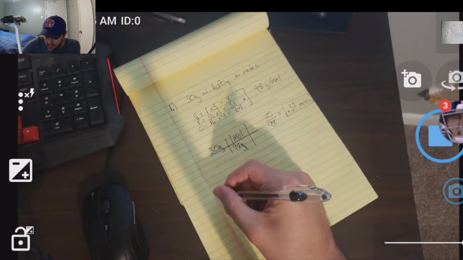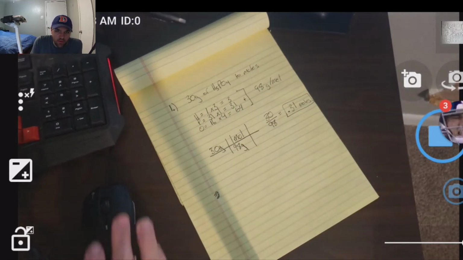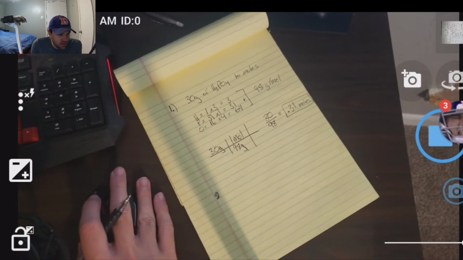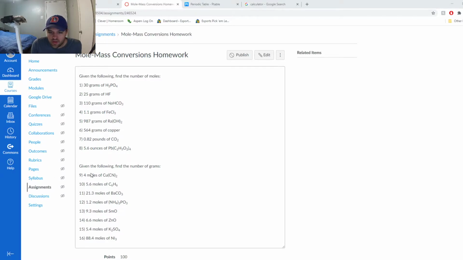The other direction, it's a pretty similar process. So let's pick one of these to do as an example. We'll probably just do number 9. Keep it nice and simple. So this time, it's telling us that we have 4 moles of copper cyanide. And it wants to know how many grams that would be. So how much is 4 moles of copper cyanide going to weigh?